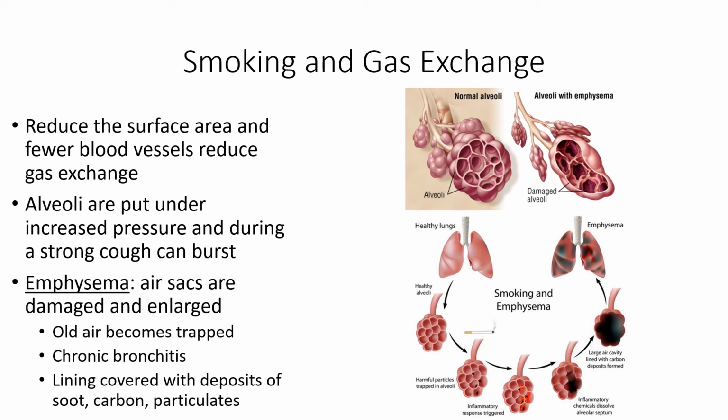Emphysema is something that can be caused when the air sacs, or the alveolar sacs, are damaged and become enlarged. Like I said, those walls break down and you don't have individual alveoli within the alveolar sac. You just have this gigantic balloon, if you will, but it's completely hollow. There's nothing inside of it, aside from particulates, but that's not going to allow for good gas exchange. Again, this is where old air becomes trapped. You can get chronic bronchitis, and the lining becomes covered with deposits of soot, carbon, and particulates. Not a good thing.